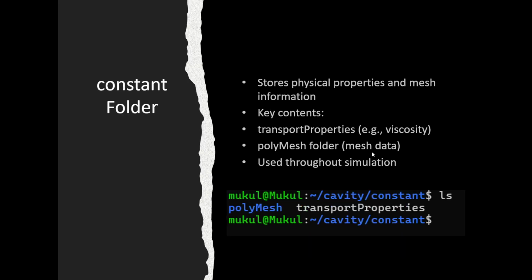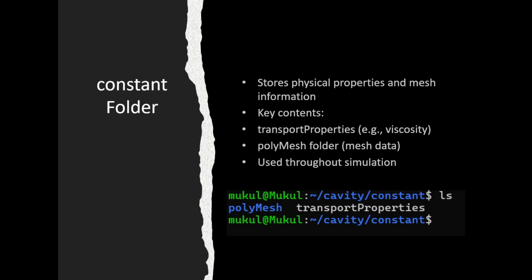Next one is the constant directory. Here we define material properties, for example viscosity in transport properties, and store the mesh information. You can see inside the constant directory polyMesh is given. polyMesh is basically the storing of the mesh information. These are the transport properties or other constant properties which you want to define, like gravity, viscosity, or any other physical properties, such as water or air properties. You have to define them here.